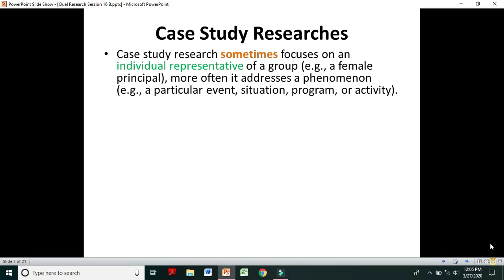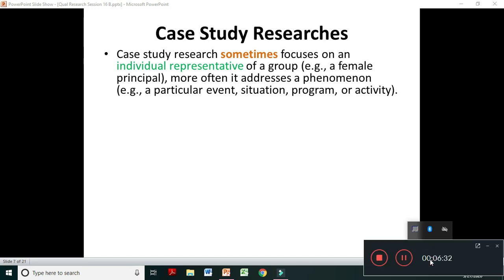More often, however, it is important to notice that case study addresses a phenomenon, for example, a particular event, situation, program, or activity. Most of the times, many people assume that case study is study of individuals or study of a group of people. In fact, most of the times, case study addresses a phenomenon, not a person or group of persons.